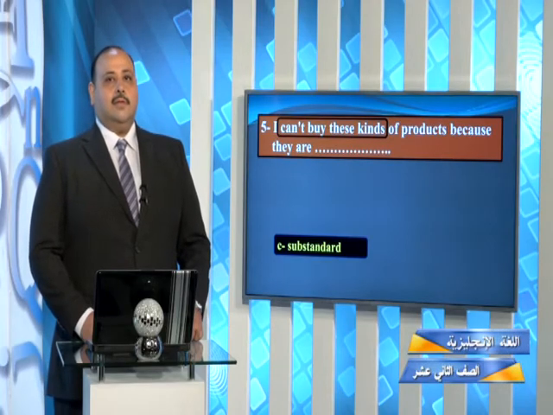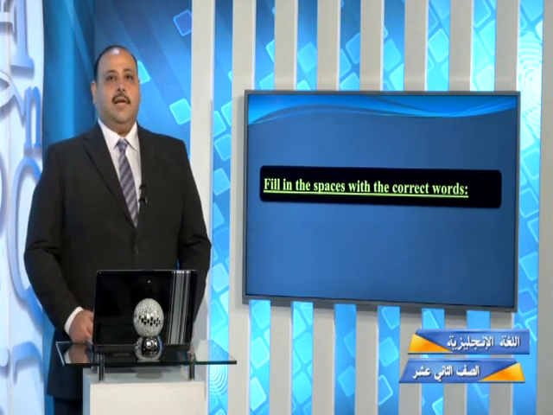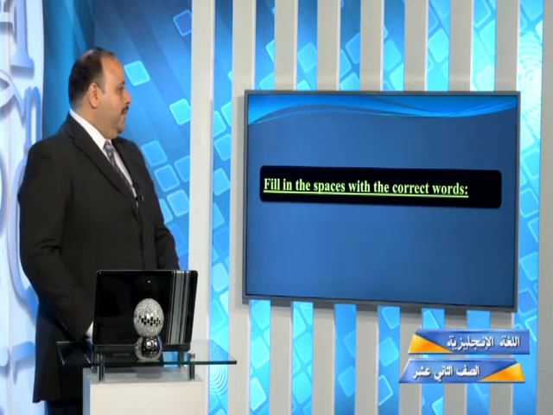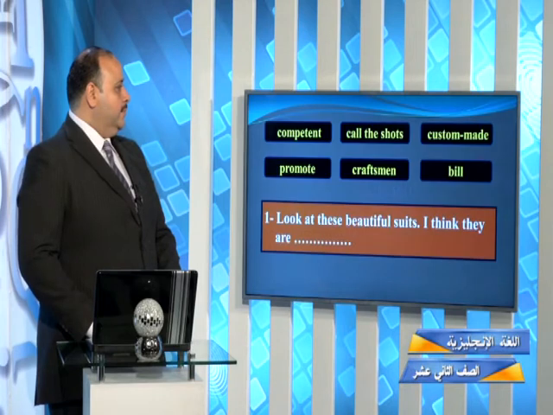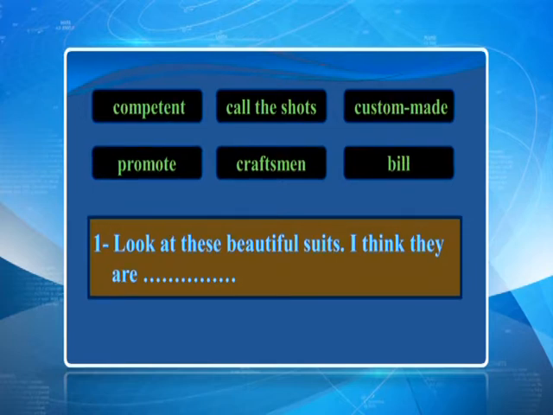Now this is the exercise related to multiple choice. You choose the best or the correct answer. Let's move to the other type. The other type is about gap filling, where you have a list of words and some sentences. You've got to choose the correct word and fill in the spaces. Now fill in the spaces with the correct words: see, competent, promote, call the shots, craftsman, custom made, and bill.